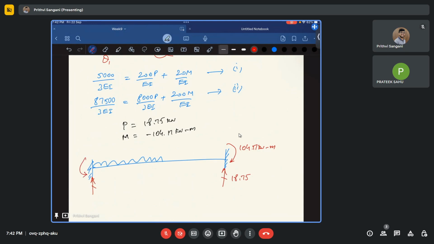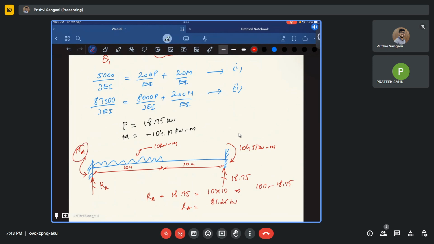So how do you find this? Instead of calling this, I'll say this is RA. So RA plus 18.75 is nothing but 10 times 10, which is 100. So 100 minus 18.75, R is going to be 81.25 kilonewton. And MA you can simply find out.